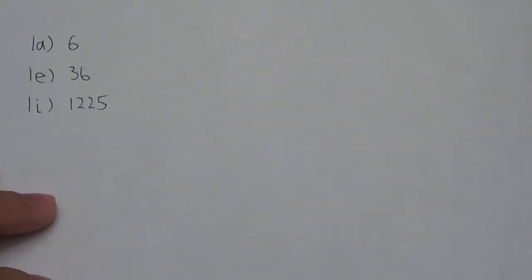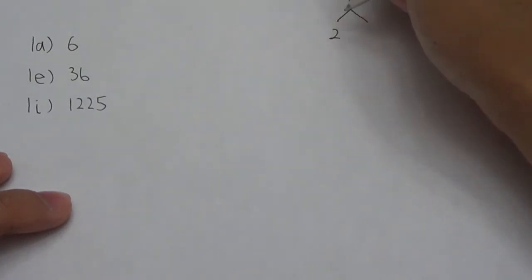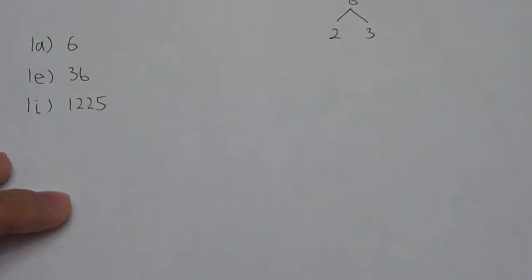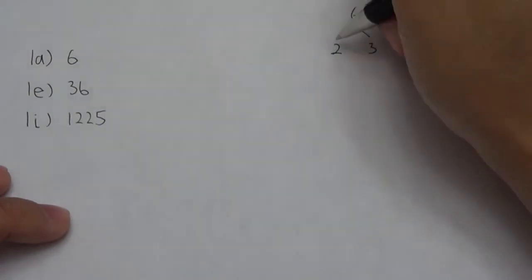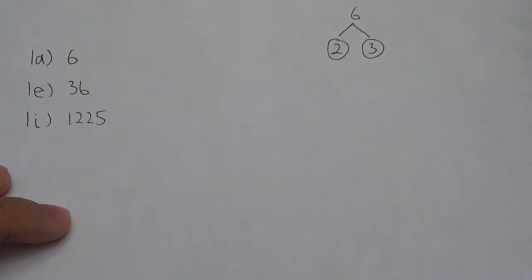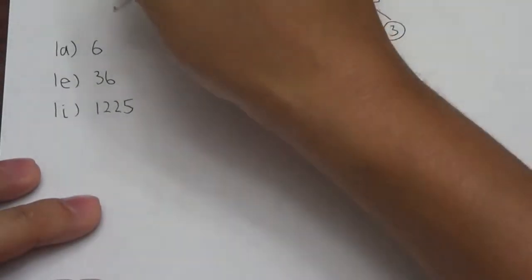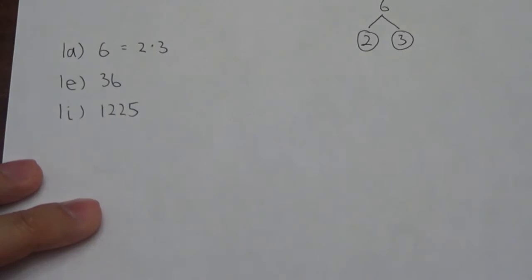Okay, so I like to start with the factor tree no matter how small it is, just to keep it consistent. Alright, so 6, I know I can always divide an even number by 2, so that's always what I'm going to start with. Alright, and then 2 is a prime number, 3 is a prime number, and I will usually circle anytime I get to a prime number just to remind myself that I'm done. Okay, so 6 equals 2 times 3.